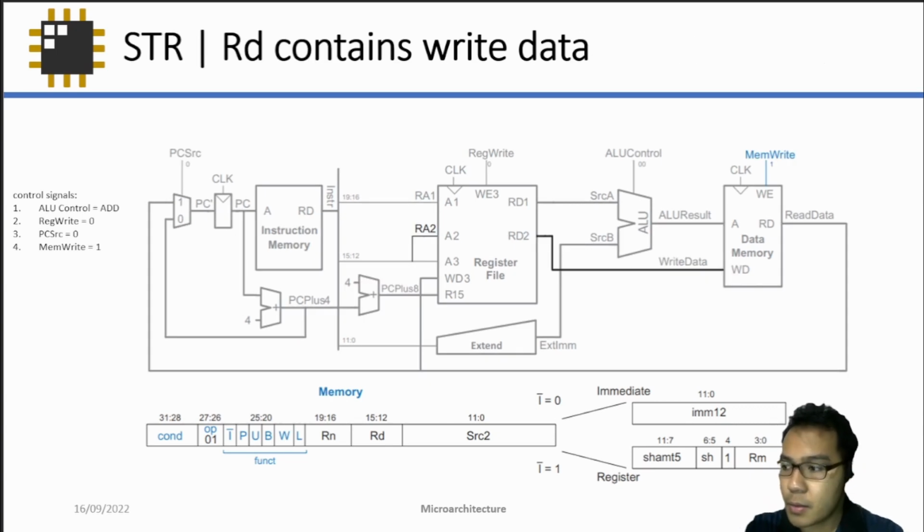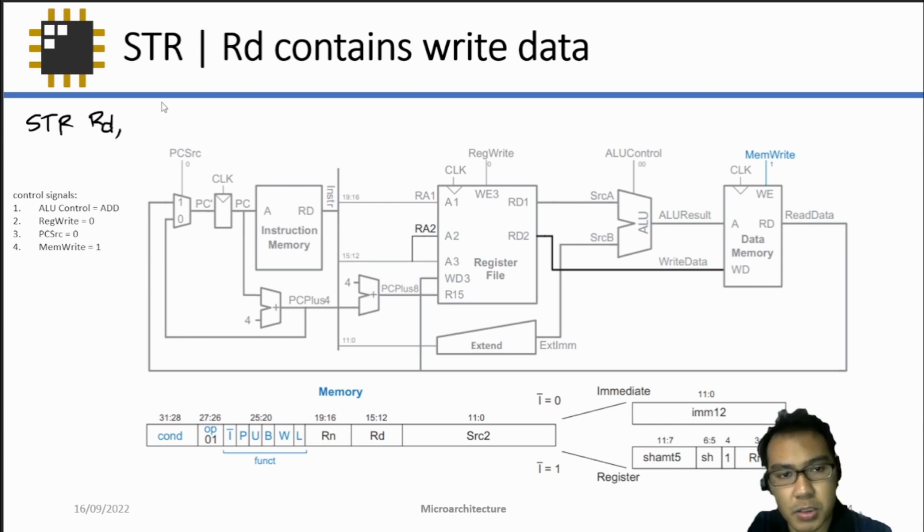Okay, so let's consider a store instruction now instead. So now we have STR, say for example the source register, which we'll still call RD, and then we have RN, and then we have an immediate offset 0x04.